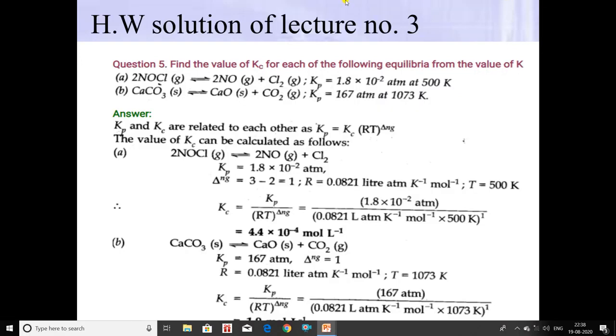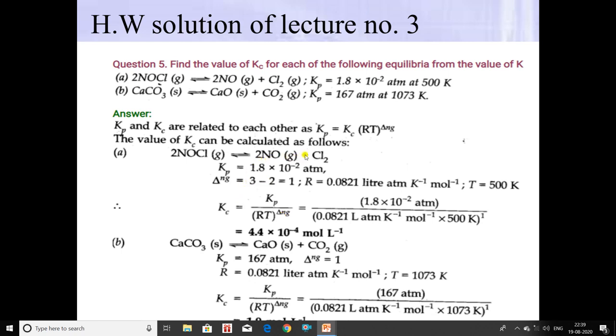Now we will discuss the homework which was given in lecture number 3. So question number 5: find the value of Kc for each of the following equilibria from the value of Kp. This is the equation, and in this equation the value of Kp is given and you have to find out the value of Kc. So you should know the relation between Kp and Kc. Kc is equal to Kp divided by RT to the power delta Ng. Here delta Ng is the number of moles of product minus the number of moles of reactant. So just put the values here.